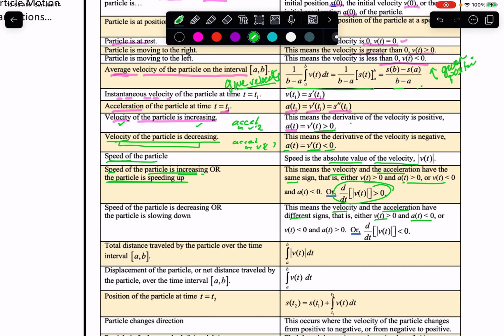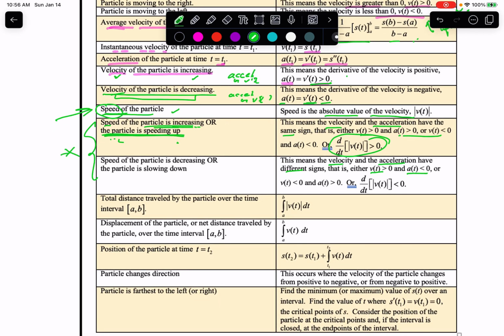Now look, there's the speed of the particle, which is just the absolute value of the velocity. Then they're asking, is the speed increasing or decreasing? And so that's a rate of a rate. Speed is a rate, but whether the speed is increasing is a rate of a rate. So don't get those confused. They both have the word speed in them, so you have to read through them.